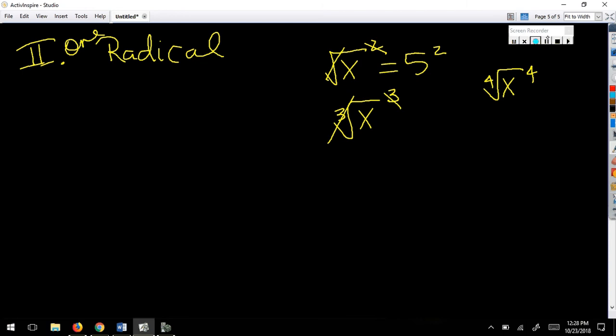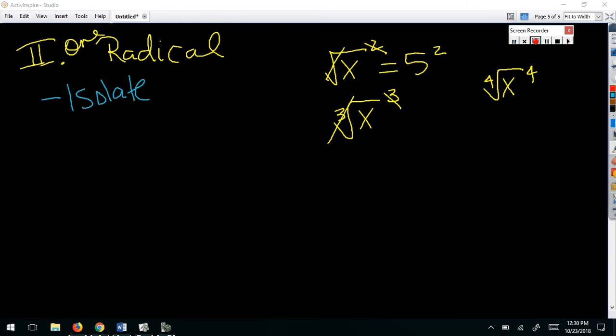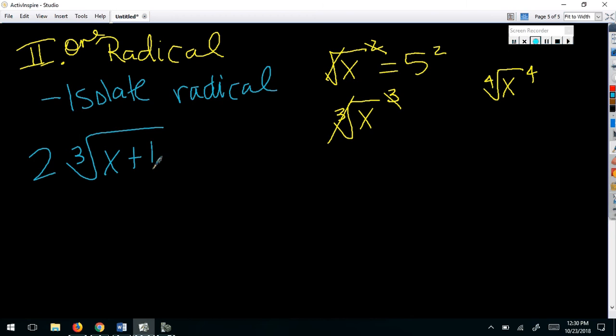Make it by itself. So isolate that one radical. Make it by itself. So in other words, if I have, let's say, 2 times the cube root of x plus 1 equals 8.